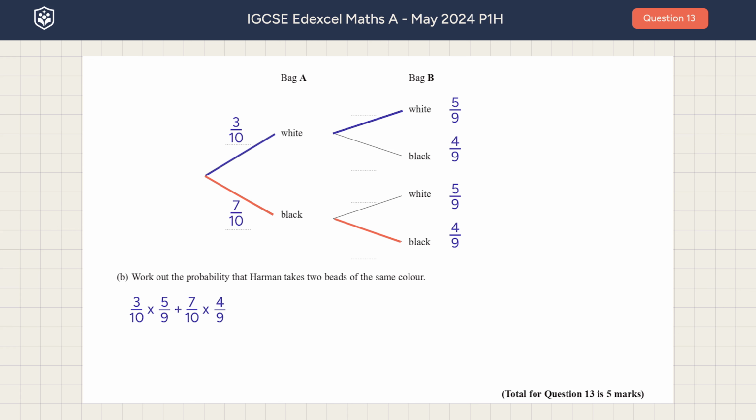Now let's simplify this to get 1 over 2 times 1 over 3 plus 7 over 10 times 4 over 9, which equals 1 over 6 plus 14 over 45. The common denominator is 90, so that's 15 over 90 plus 28 over 90, which is 43 over 90. That's your answer.